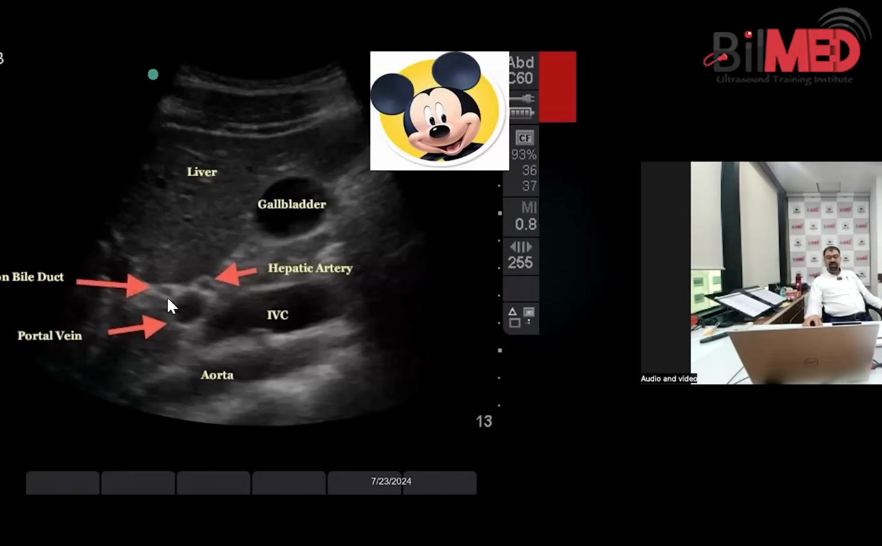So then, without leaving this common bile duct in this transverse section, take the longitudinal section from here only. And if you lost that, go back to this Mickey Mouse side and try to take the longitudinal section of this common bile duct from here only. So this is the way you can take the common bile duct. Again, I request you to go through the practical session on your server, where we have shown this in detail on many patients, not actually one patient.